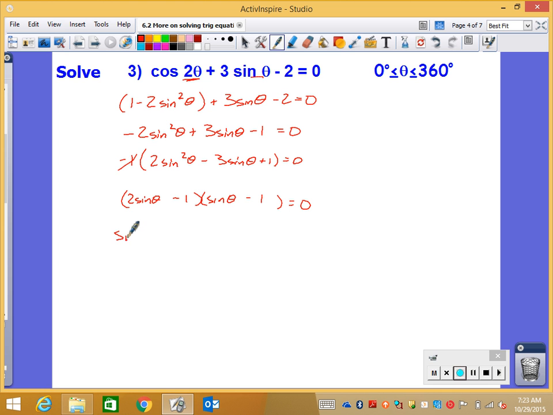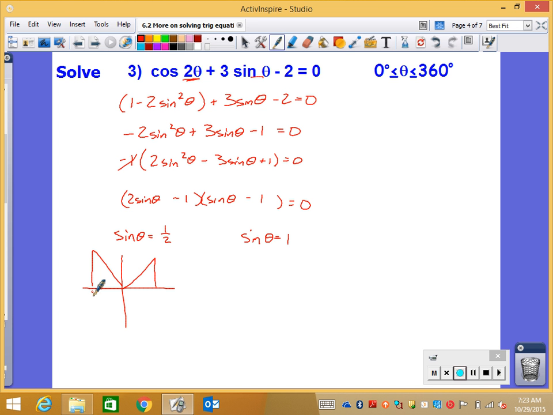So now I set them equal to 0 separately. The first one I get sine theta equals a half. And then sine theta equals 1. So on this first one, think about where sine is positive again. Quadrants 1 and 2.